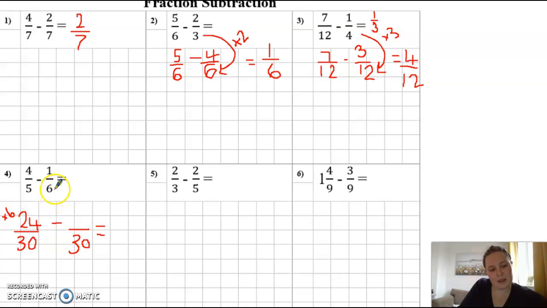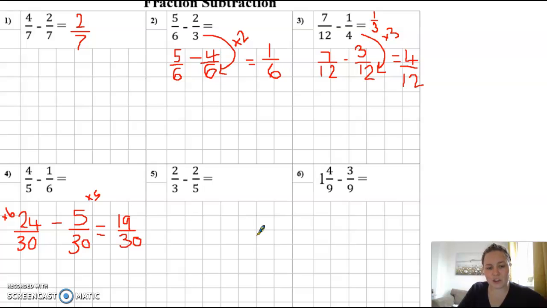And then what about this one? 6 times what is 30? 5. Same to the top. 1 times 5 is 5. And then I've got 24 take away 5, 19. And that can't be simplified because 19 is a prime number. So it has no factors, nothing will divide. So that's your final answer there.